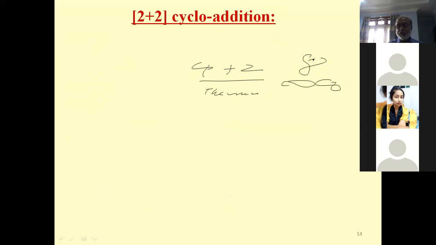Let us come to 2 plus 2 cycloaddition. When we have seen 4 plus 2 cycloaddition, what was it? It was thermally allowed, because orbital symmetry has to be maintained. Same phase orbitals have to come together, because for p orbital there are 2 phases, one shaded and one unshaded. If the 2 orbitals come with the same phase, then only overlapping will take place.